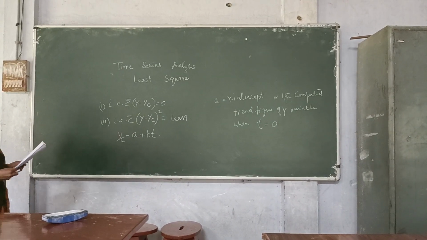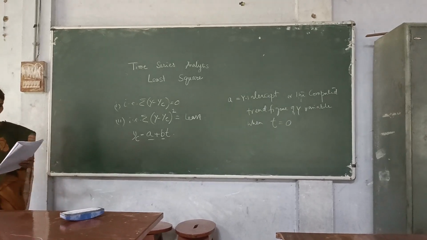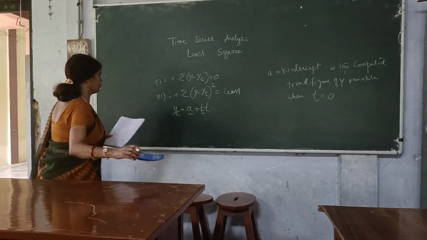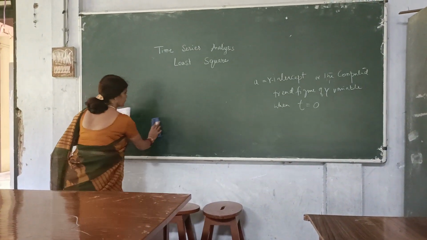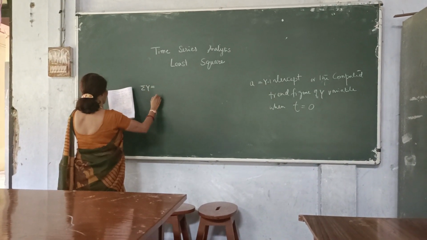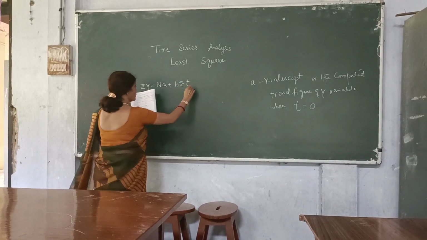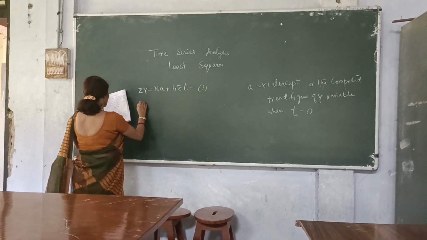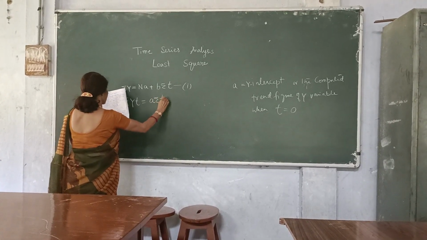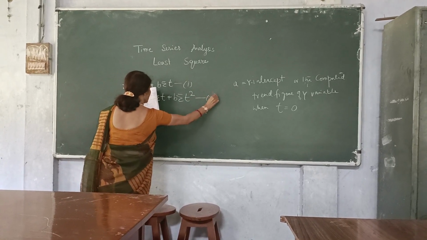Now to find out a and b, two normal equations are considered. What are those two normal equations? Number one: summation of y equals na plus b into summation of t. This is equation number 1. And number 2: summation of yt equals a into summation of t plus b into summation of t square. This is equation number 2.